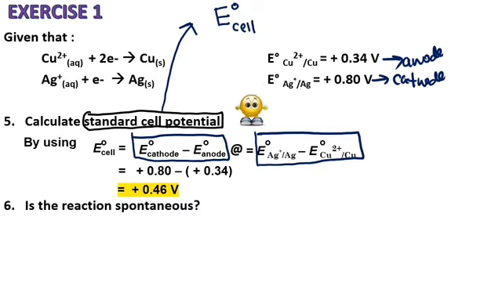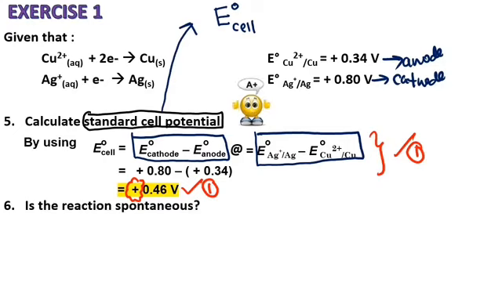Unit mesti betul. So, 1 markah untuk gantian atau formula. 1 markah lagi untuk nilai akhir dan juga unit, termasuk positive charge. Kalau tak ada positive charge, tulis 0.46 volt saja tak dapat markah. Mesti ada positive sign for the standard cell potential.